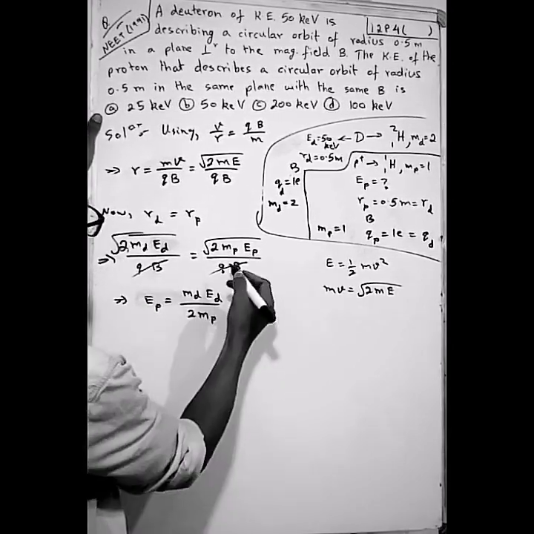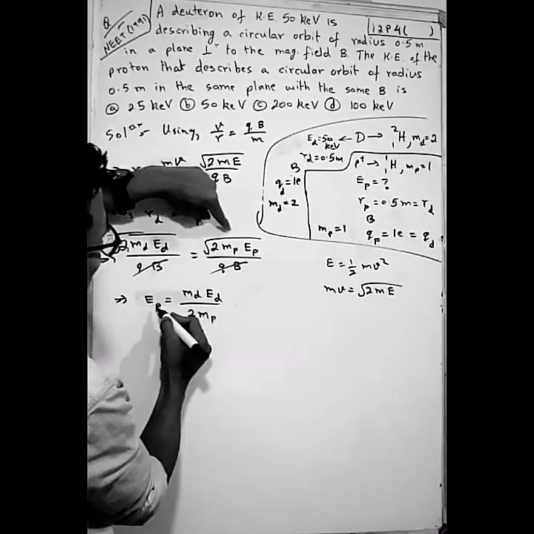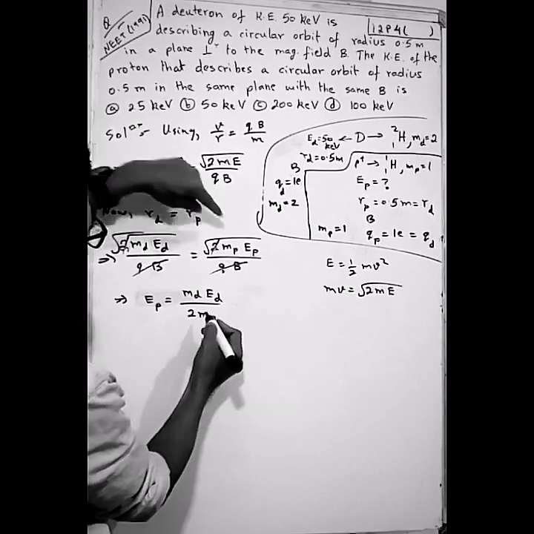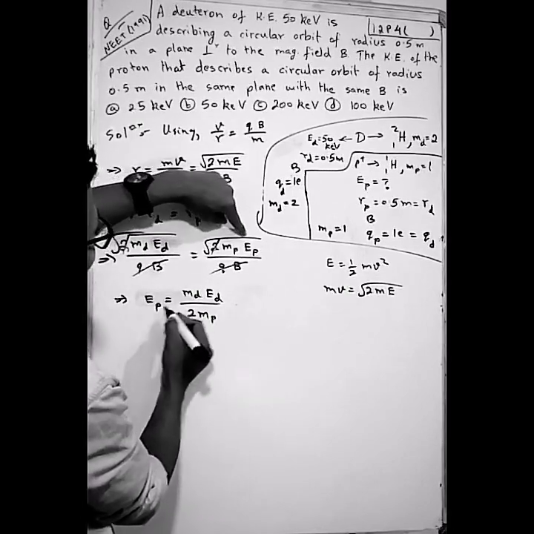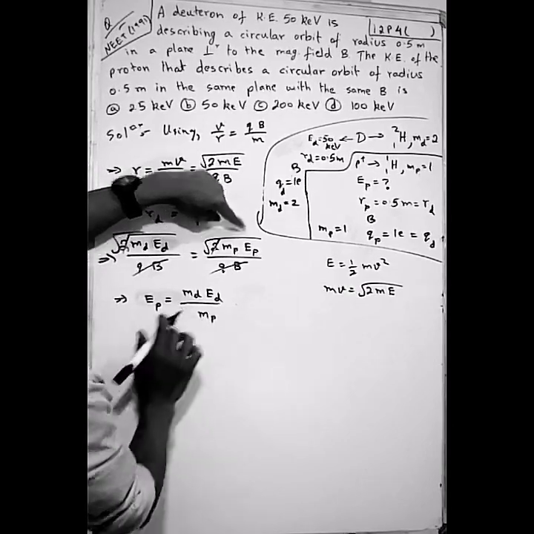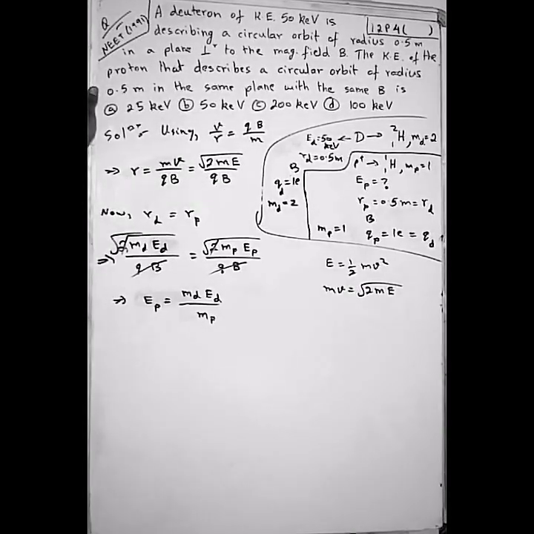Okay. So now here we have how much? EP. Let us cancel these two, right? So we just have here EP equal to MD ED by MP. Is that fine? Right? Okay.